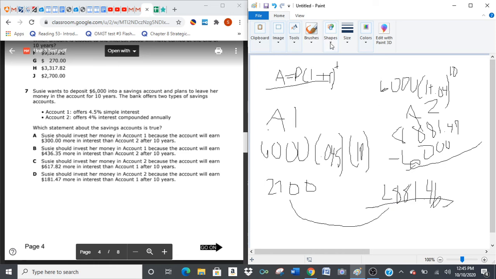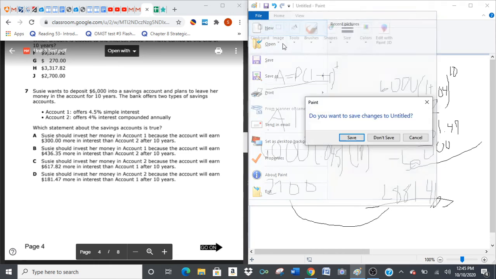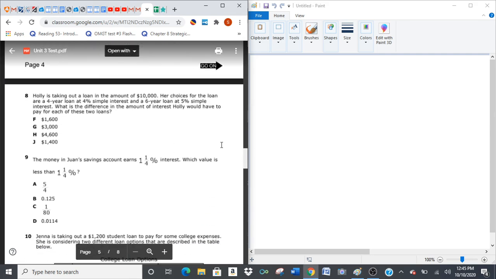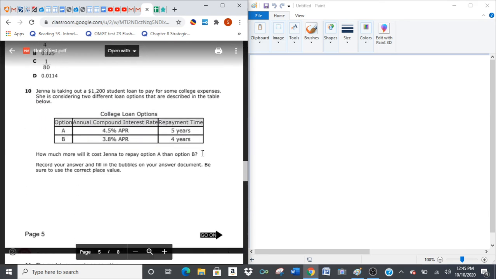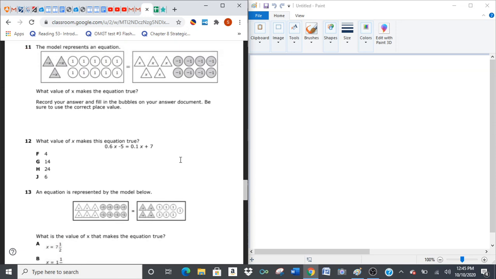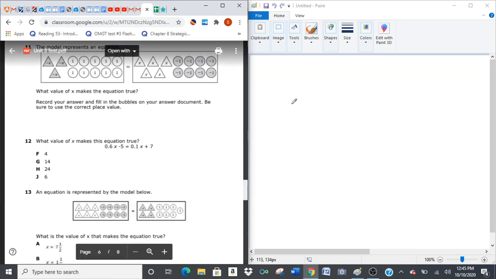All right. I'm trying to see which other ones we can do. So number 10 is about the same way as that past one. Okay, here we'll do number 11 real quick.